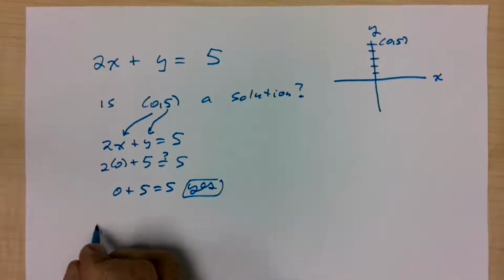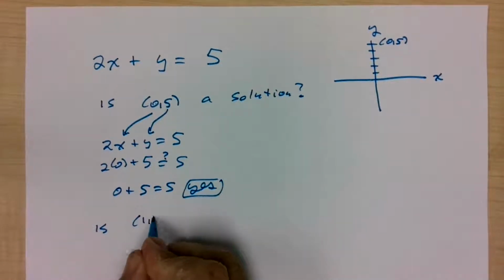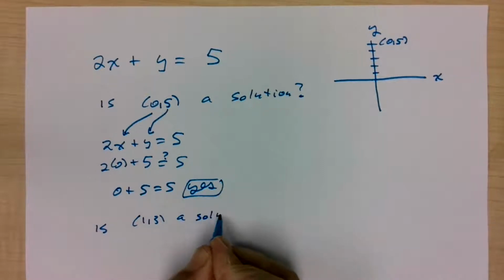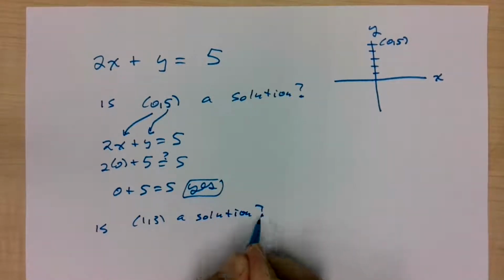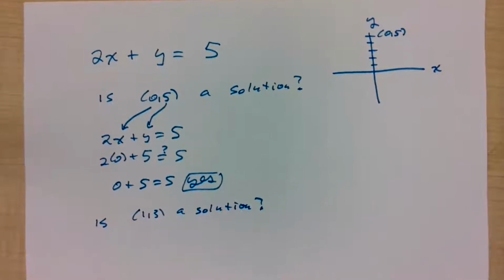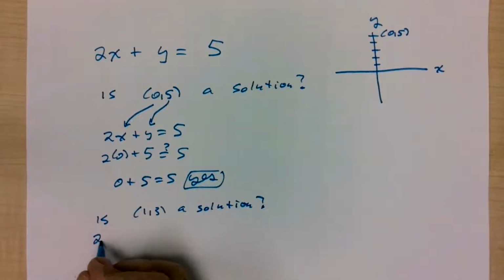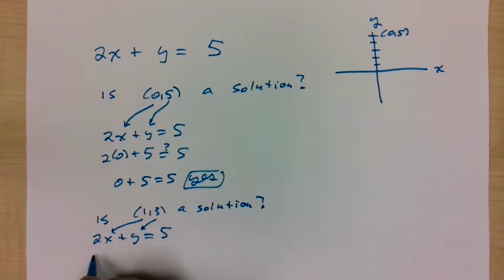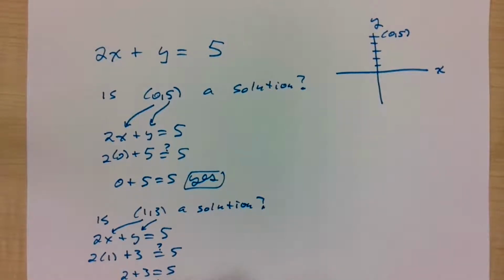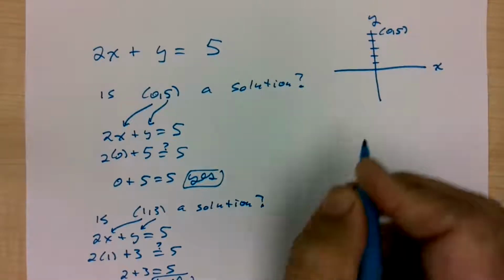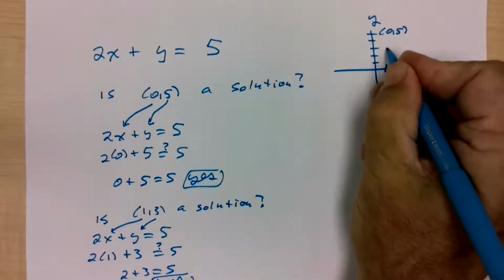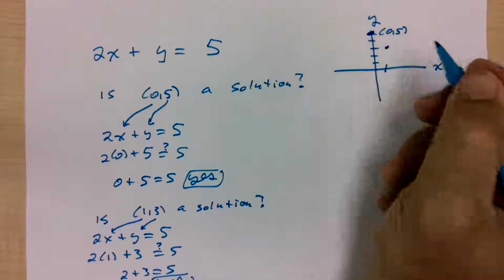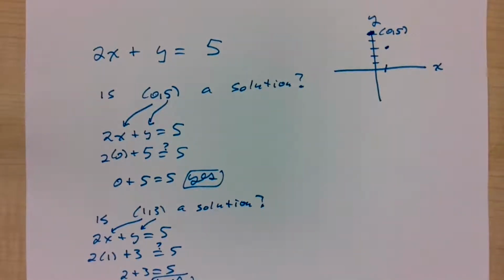How about (1, 3)? Is (1, 3) a solution? So again, I'm going to plug (1, 3) into 2x + y = 5. 1 in for x. Does 2 times 1 plus 3 equal 5? Does 2 + 3 equal 5? Again, that's yes. So (1, 3): 1 on x, 1, 2, 3 on y; (0, 5): 0 on x, 5 on y. Those would be 2 points that we have.